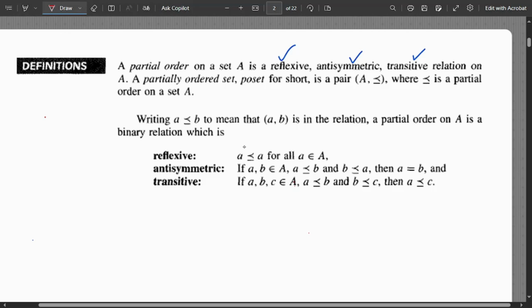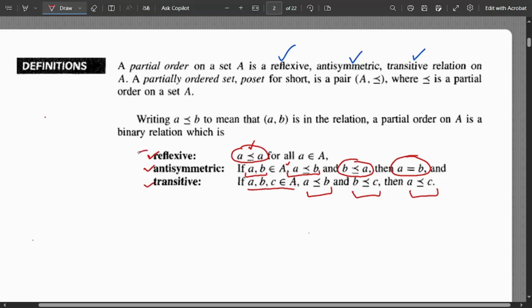That is, suppose this is the relation, and every element is related to itself, then we say that relation is reflexive. And for antisymmetry, if A and B are two elements of the set A, and if A related to B and B related to A implies A equals B, then we say the relation is antisymmetric. And for A, B, C belonging to A, if A related to B and B related to C implies A related to C, then we say the relation is transitive.